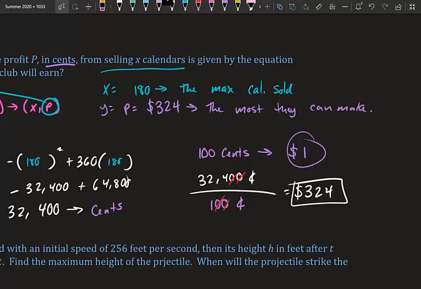Quadratics rule money. They do. Everything, retirement, how we determine stocks, how we determine how much people are going to buy and sell for. 90% of it is quadratics. So they're super important to fully understand. All right.